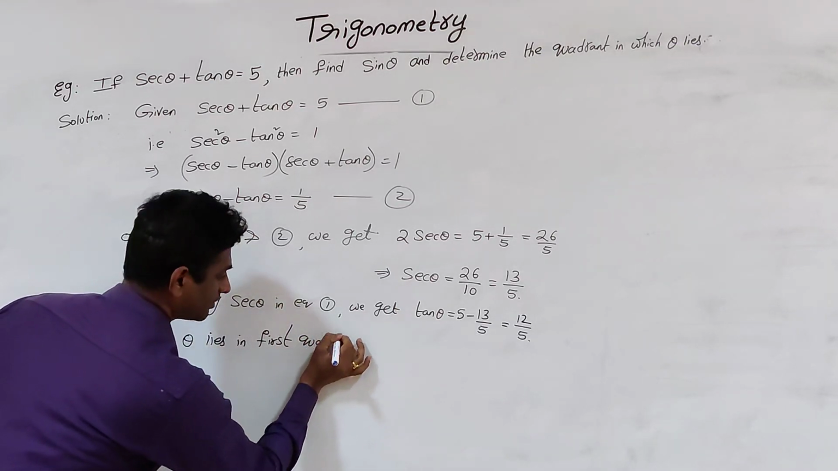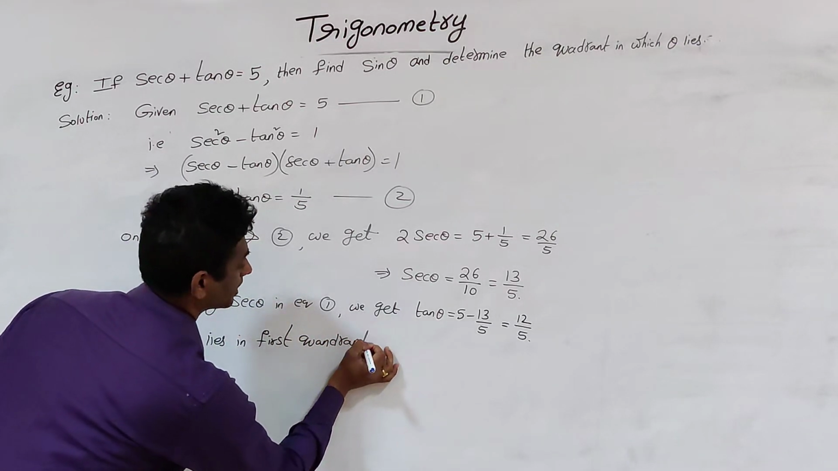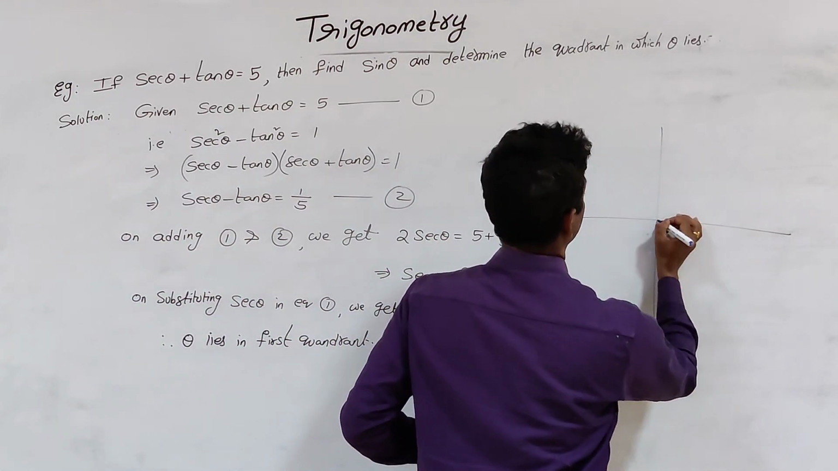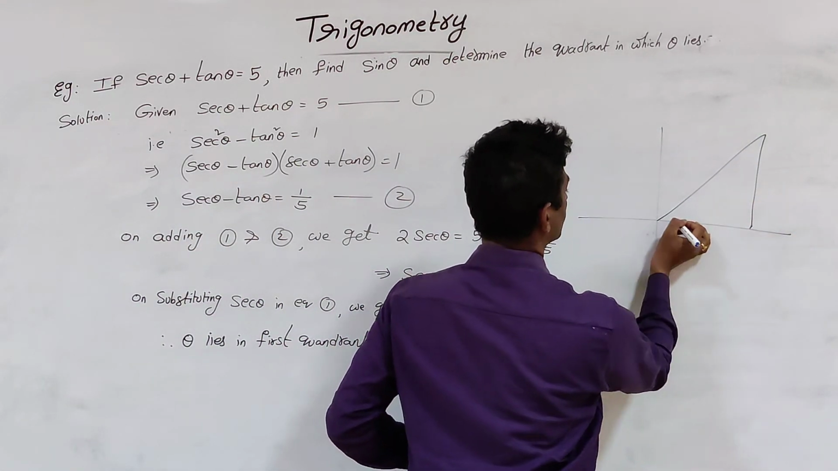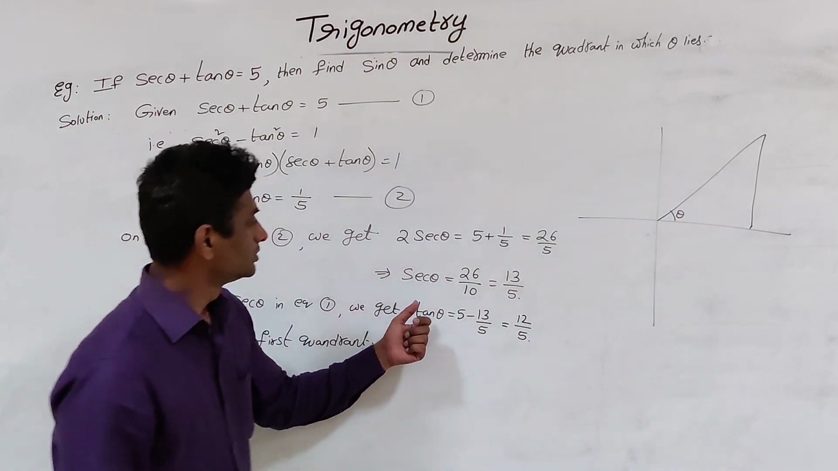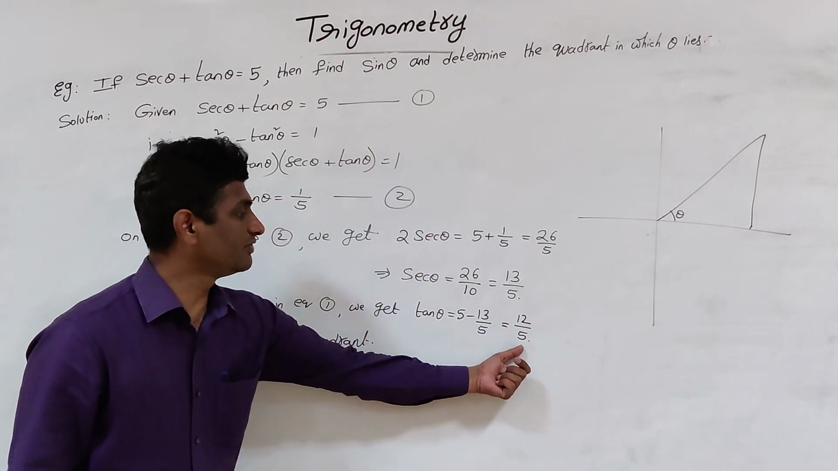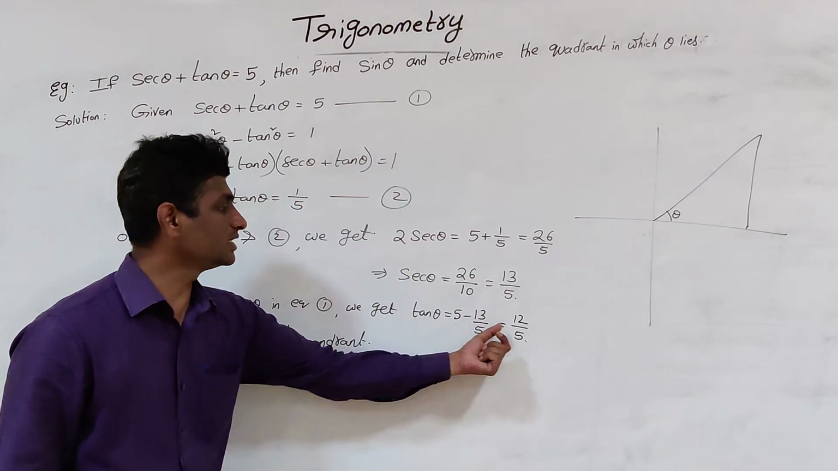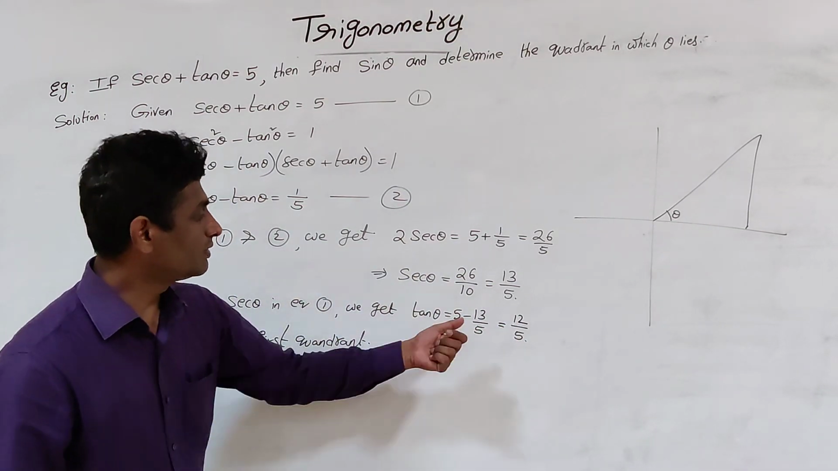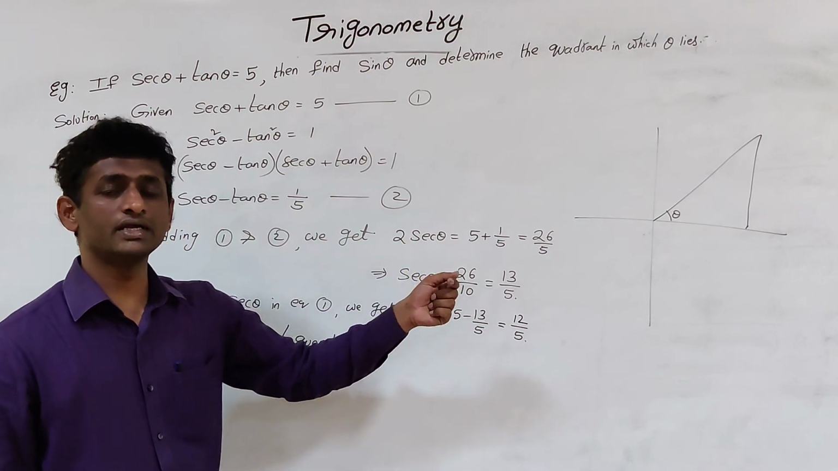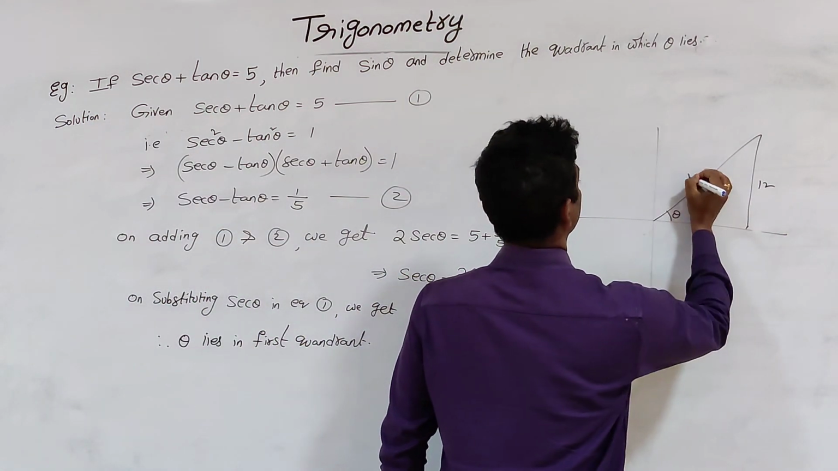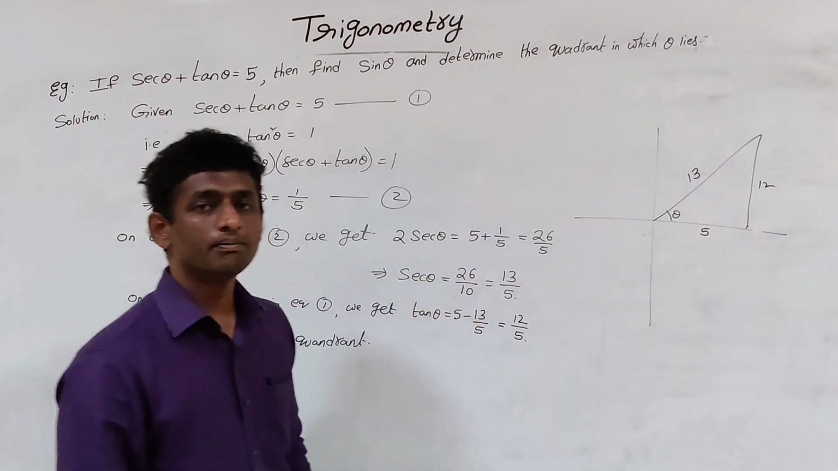and from that we have to find out what is sin theta. So if you choose the xy plane, then theta lies in the first quadrant. So tan theta is given as 12 by 5, or we can choose any one of the trigonometric ratios. Now tan theta is 12 by 5, which means opposite side by adjacent side. If this is 12 and this is 5, this becomes 13 by the Pythagoras theorem.